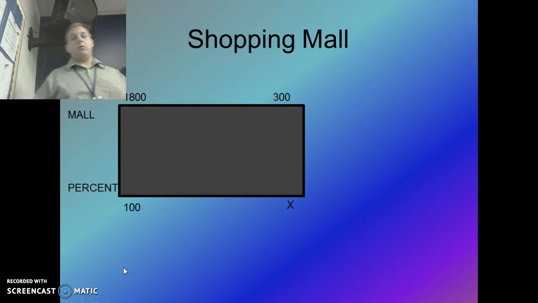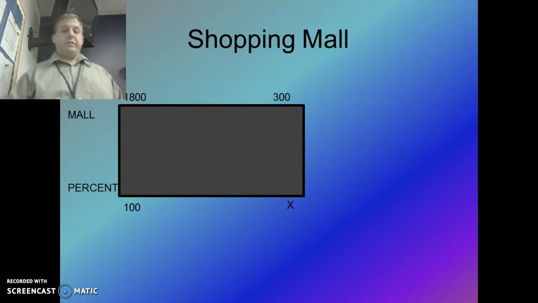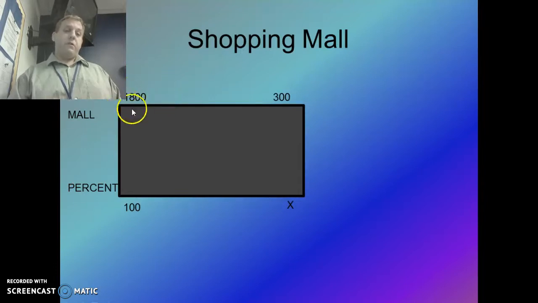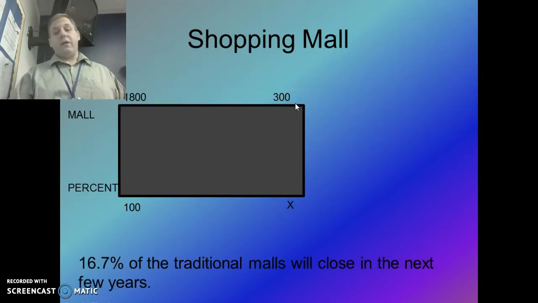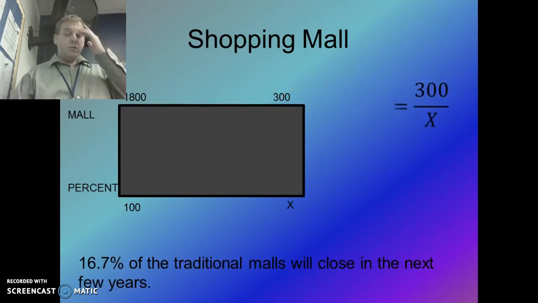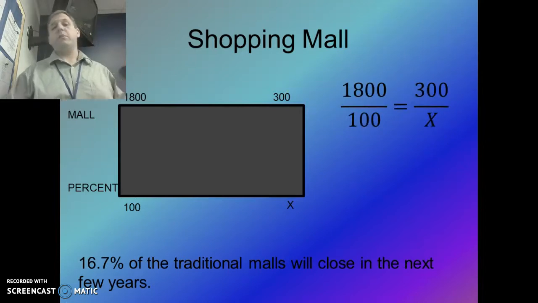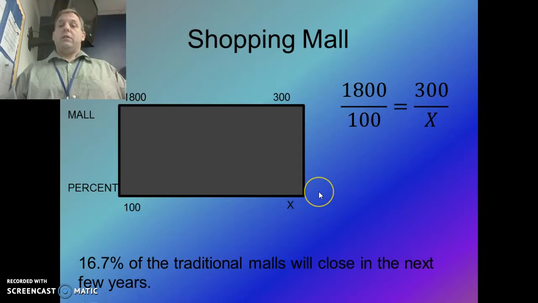So let's set up our box. Mall to percent. It tells us the total number of malls is 1,800. It tells us that 300 of them are going to close. I know that 1,800 is 100%, but I don't know what percentage 300 is. So now I have to set up my, I gave you the answer before I gave you the problem. That's okay. I need to set up my proportion up here. 1,800 over 100 equals 300 over x.